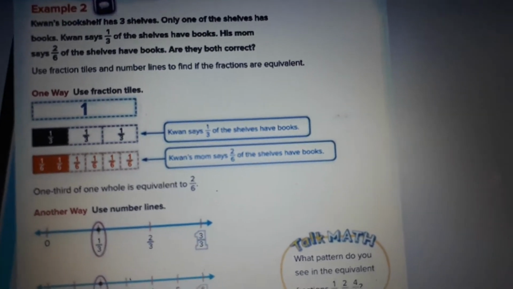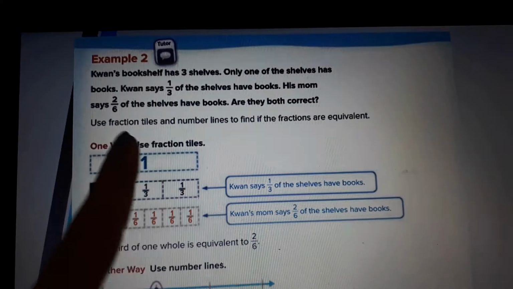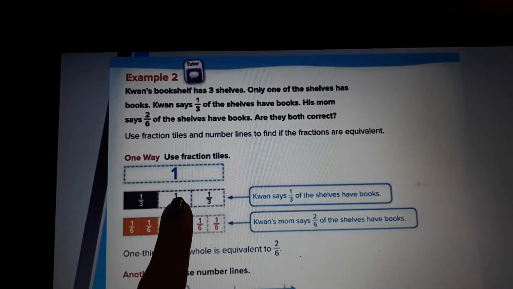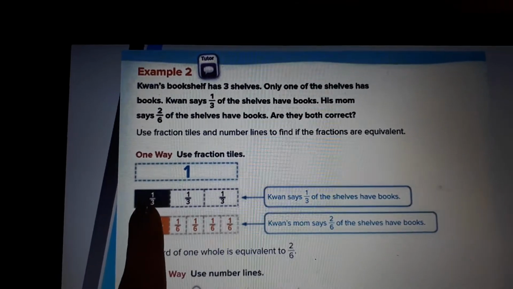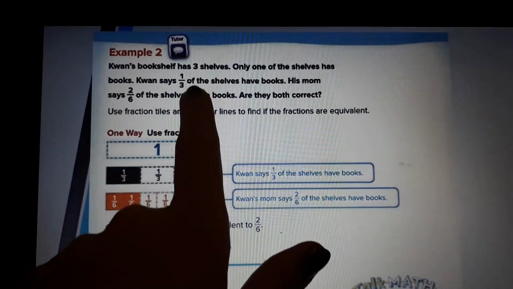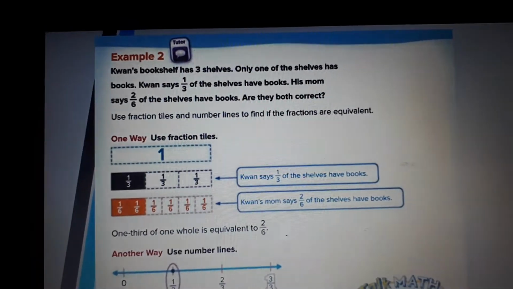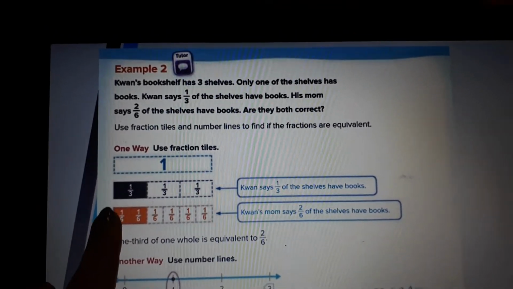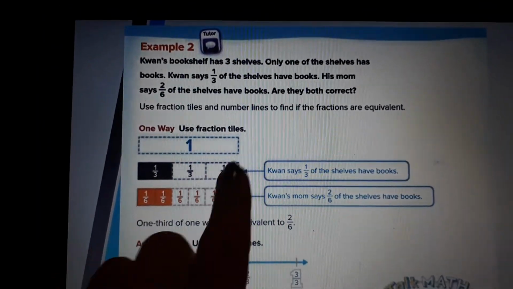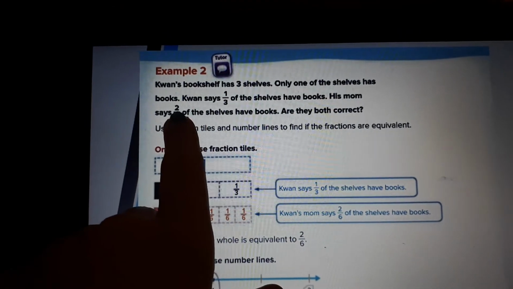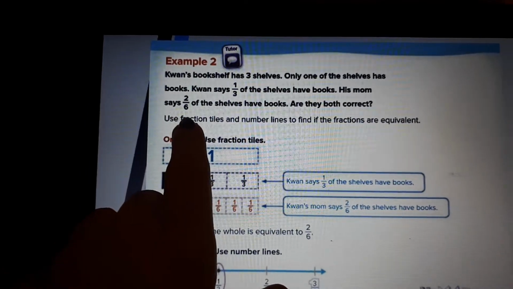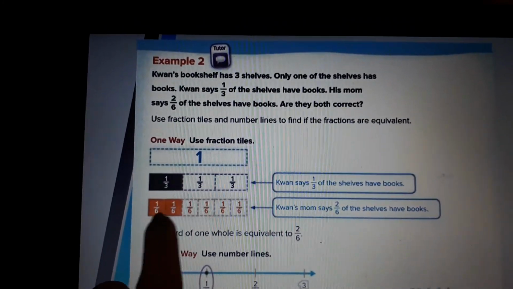So here, this is 1. We cut the 1 into 3 pieces: 1 over 3, 1 over 3, 1 over 3, and shade 1. Why did I shade 1? Because Kwan said that a third of the shelves have books. Now, we will also cut the third into 6 pieces, and I will color 2. Why? Because the numerator here is 2, and you color 2 parts out of the whole 6.